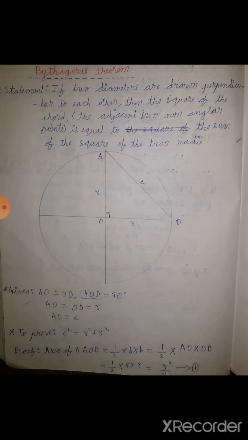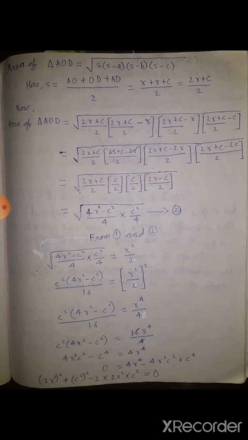Area of triangle AOD. The area of triangle AOD is R square by 2. So area of triangle is half into base into height. So half into AO into OD, that is half into R into R. It will give you R square by 2. Mark it as equation number 1.